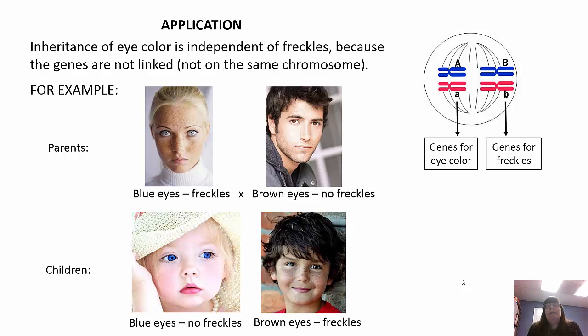So inheritance of eye color, for example, is independent of freckles because these genes are not on the same chromosome. So someone can have blue eyes with freckles and someone can have brown eyes with no freckles. If they mate, the children can end up with blue eyes and no freckles and brown eyes and freckles because they are not on the same chromosomes. So they're going to align separately, independently of each other, and they're going to form gametes. So you can have completely new combinations.